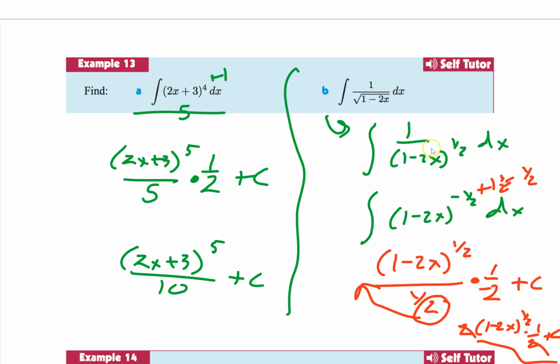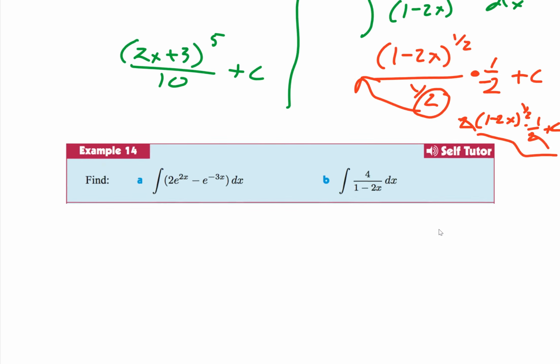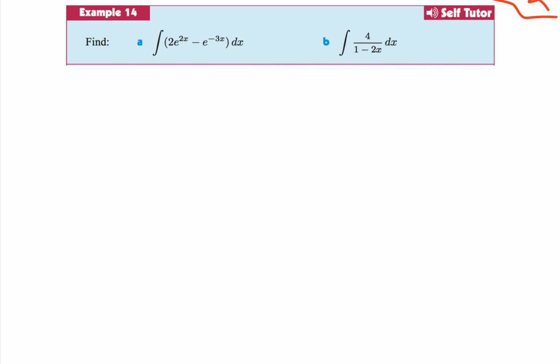Right? But it's the same concept. Just flip it up and then just, oh, it's a chain rule. So since we're doing integration, we do reverse chain rule. Integrate the outside, leave the inside alone, and now we just divide by the derivative of the inside. A few more.